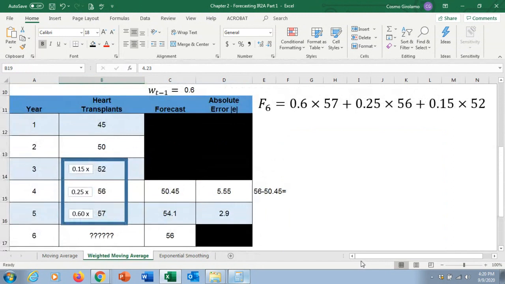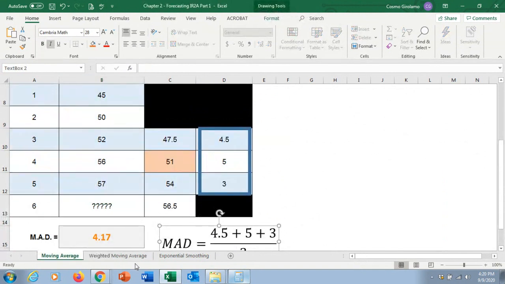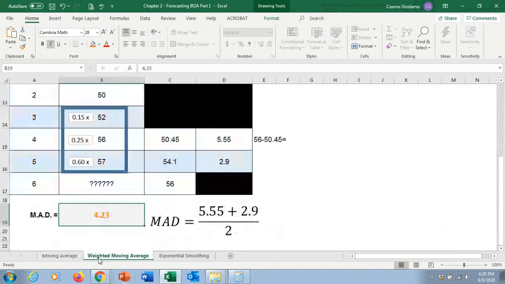So which one would we want to use? The 3-year weighted moving average or the 2-year moving average? Well, the MAD here is 4.23. The MAD here is 4.17. I know that the smaller MAD means that I was more accurate or closer to my target. So right now I would choose the moving average over the weighted moving average because it's got a smaller MAD.